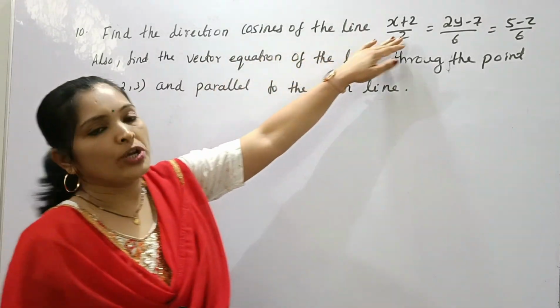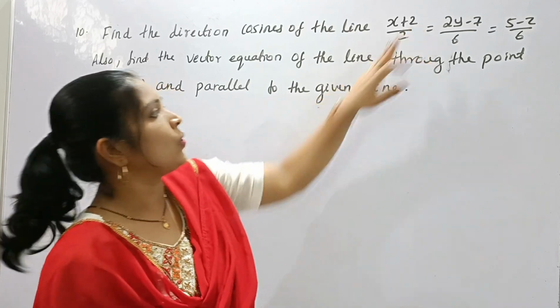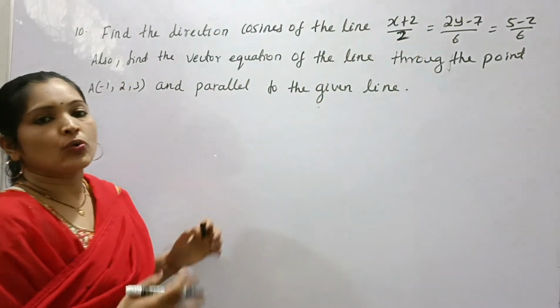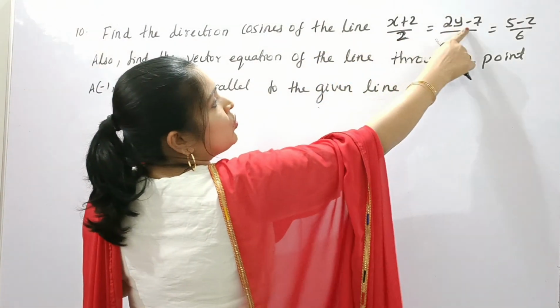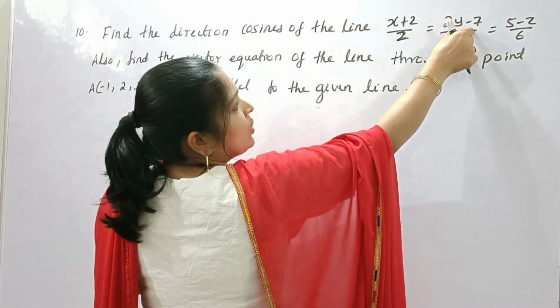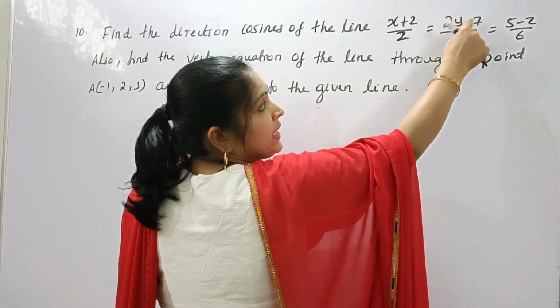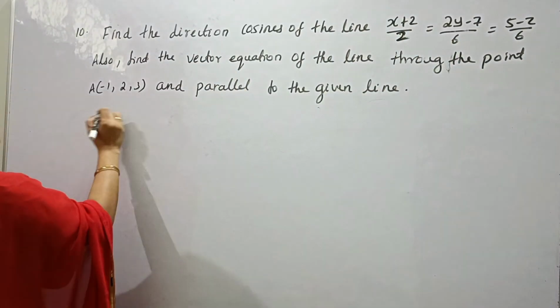Here the equation of the line is in Cartesian form. Therefore, first of all we have to check whether this equation is in standard form or not. See here, 2y minus 7. Actually it should be y minus y1 divided by b, right? So here we have to change.